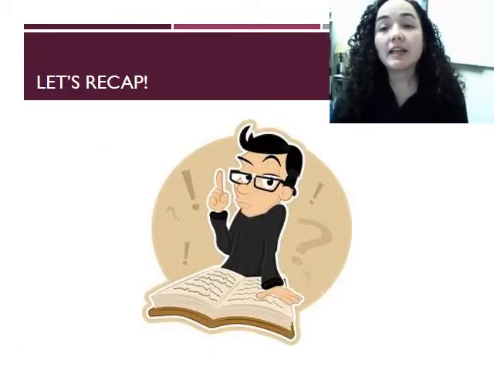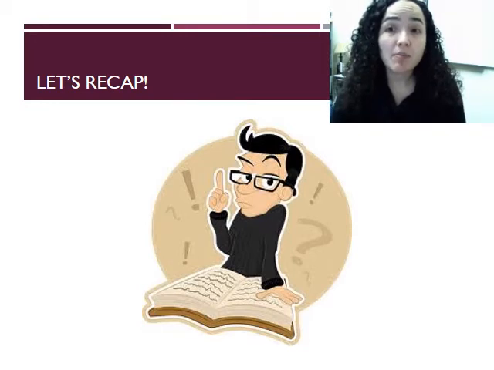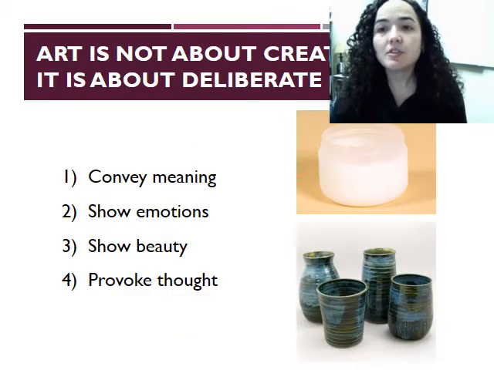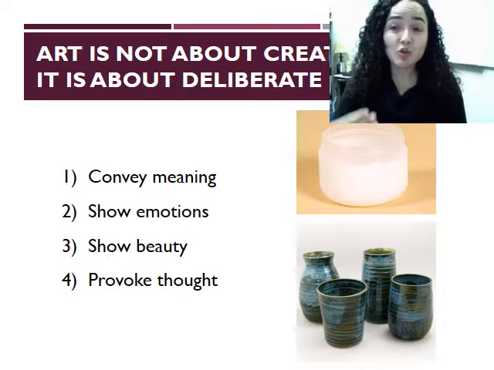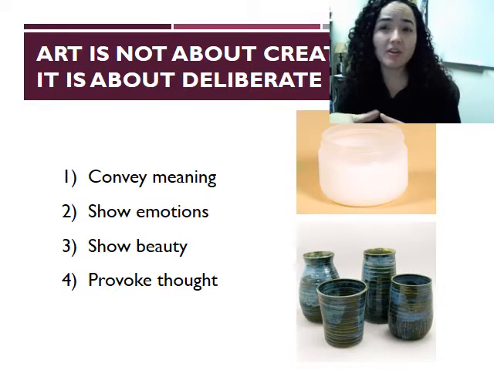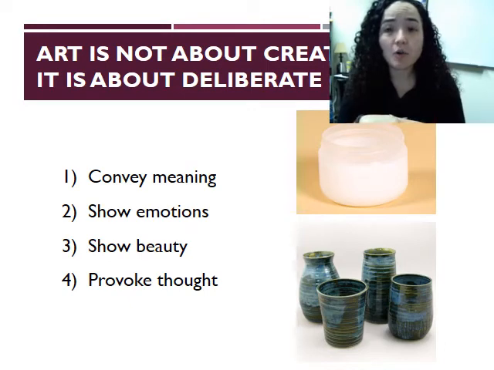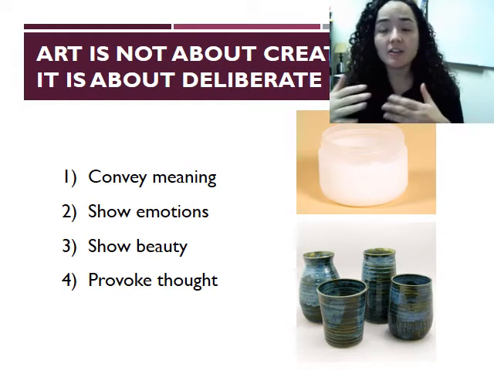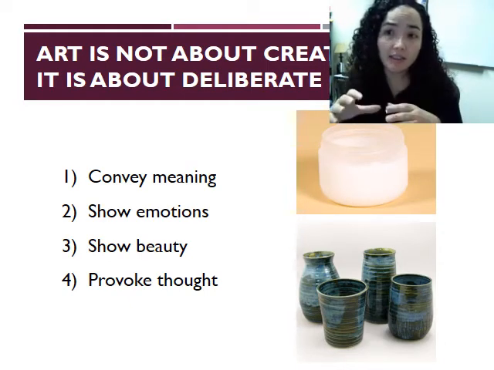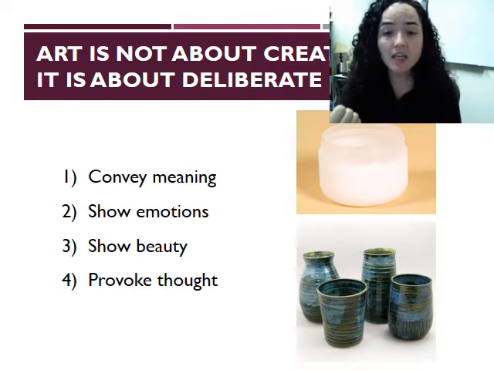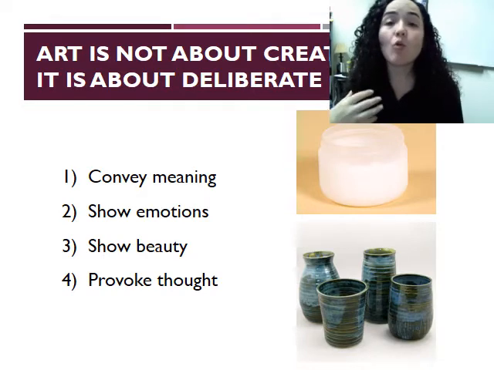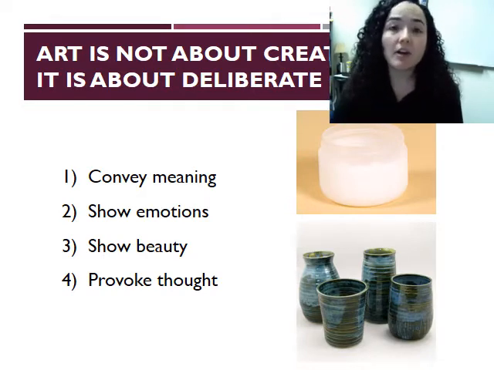So first, let's recap what we covered in our previous module about video design and production. We need to understand that not all types of communication are artistic. In fact, it is the deliberate choices and attention to detail that separate artistic language. The author or the artist carefully and deliberately chooses the words, the symbols, the sounds, and the movements to convey meaning, show emotions, show beauty, or even provoke a thought, right?